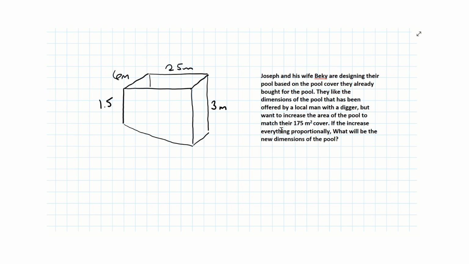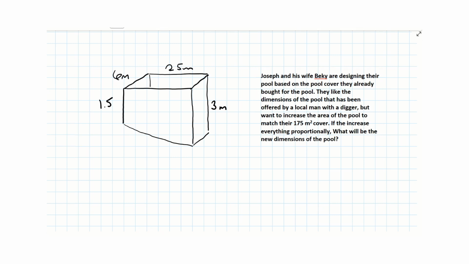Joseph and his wife Becky are designing their pool based on the pool cover they've already bought for the pool, because they're silly and they don't know what they're doing. They like the dimensions of the pool that has been offered by a local man with a digger, but they want to increase the area of the pool to match their 175 meter squared cover. If they increase everything proportionally, what will be the new dimensions of the pool?